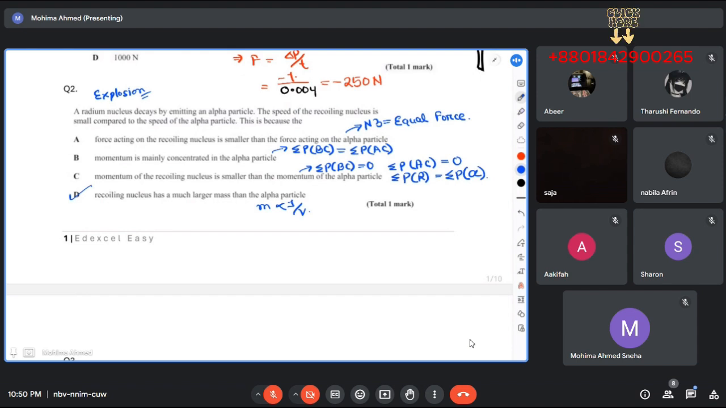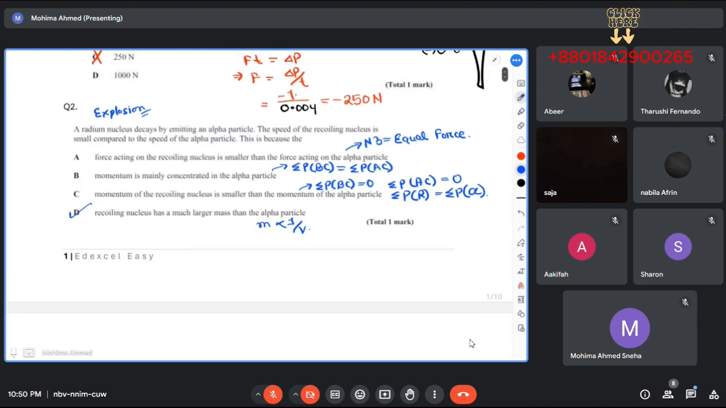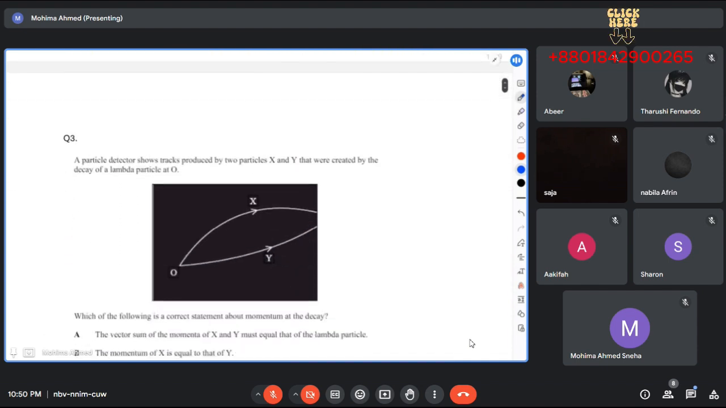As I was saying, that mass and velocity relationship, we know that they are inversely proportional. Because your nucleus is a very large mass, obviously it will only move with a very small velocity, according to this relationship. So let's move to question three.